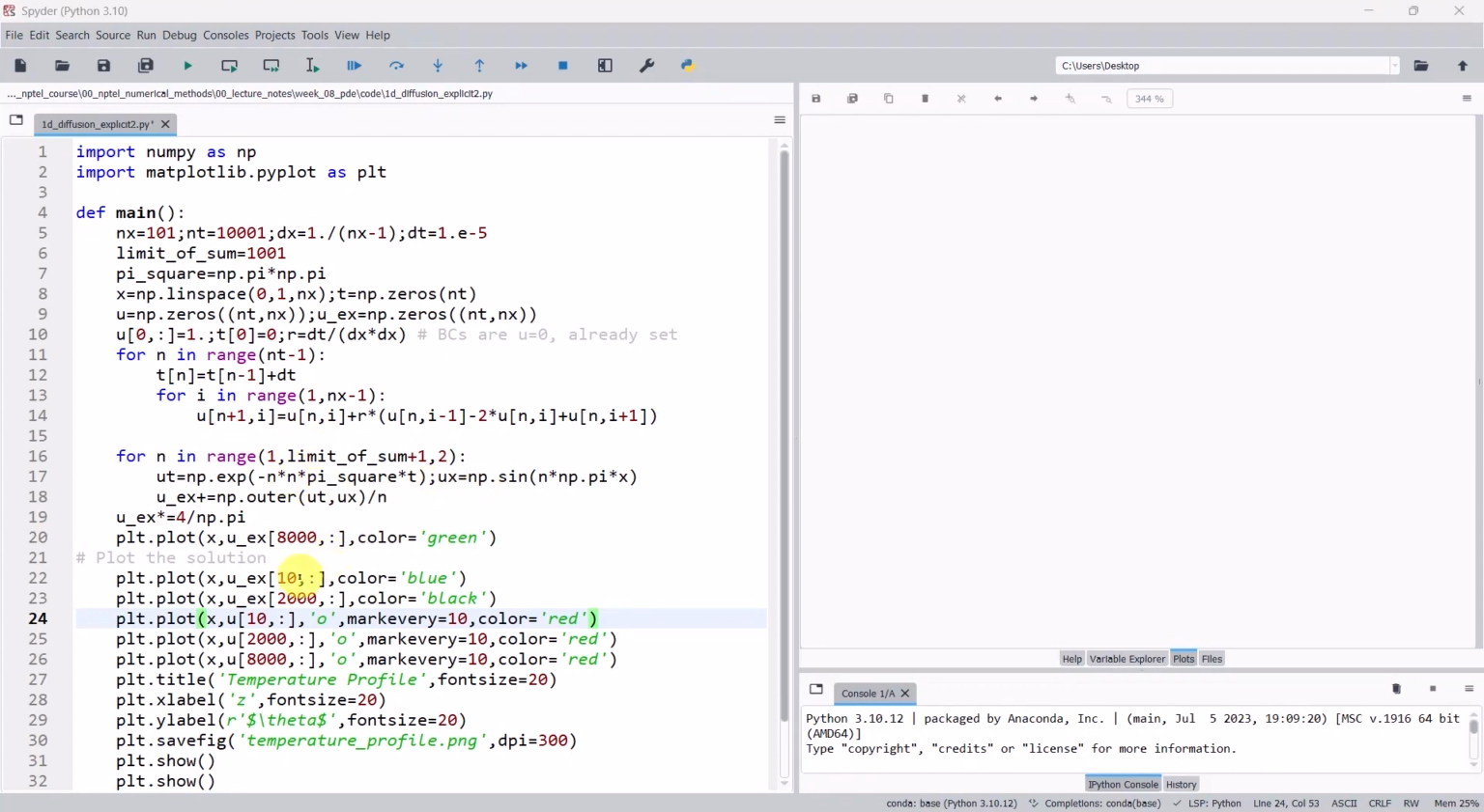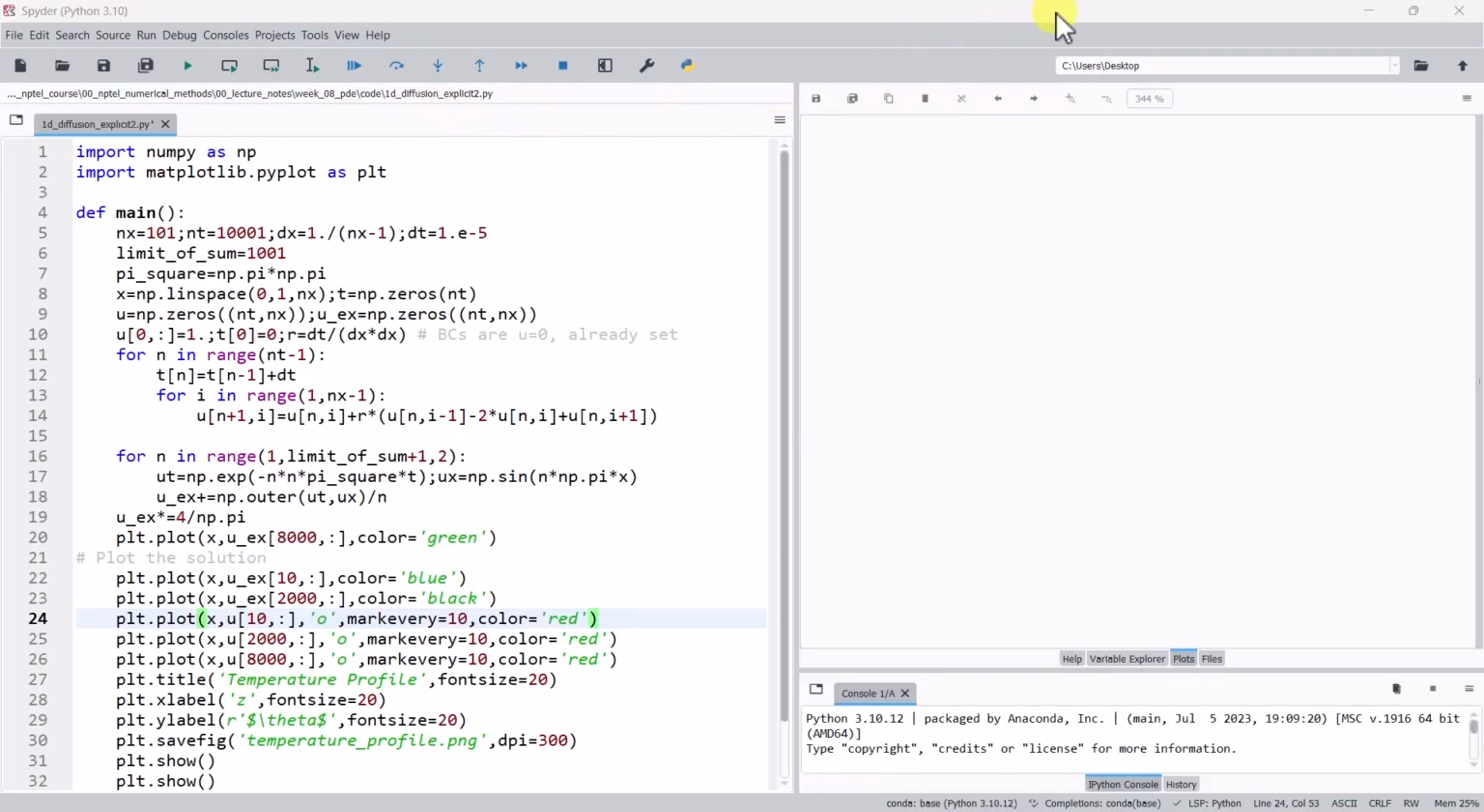Then I plot the solution. Here this uex I am plotting, and u I am plotting. Uex is the exact solution, and u is the solution that is coming from this explicit case. So now we can run the case and see what happens.